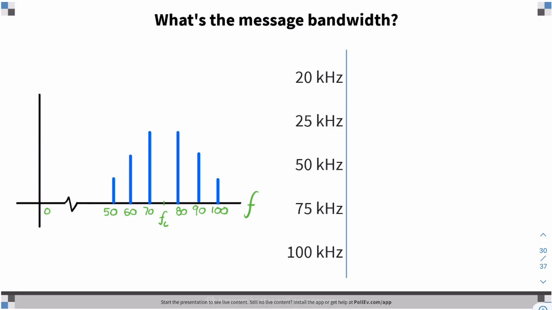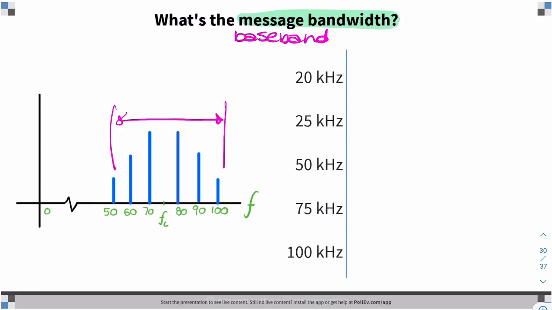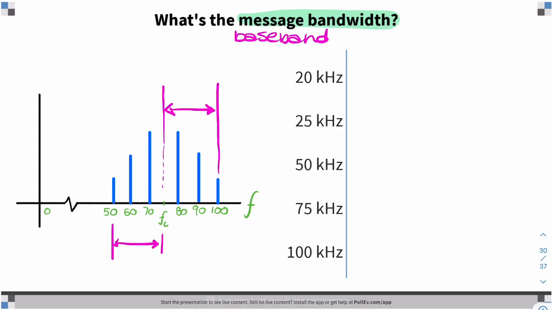And I think this is very similar, but now it's asking for the message bandwidth. So the message bandwidth, another way of asking for that, is the baseband bandwidth. So we're not asking for this bandwidth in total. We're asking, before modulation, what was the bandwidth? So you would be interested in the bandwidth from this carrier that doesn't exist to the highest frequency in the uppermost sideband. That's your message bandwidth. Alternatively, you could look at that. It's exactly the same.